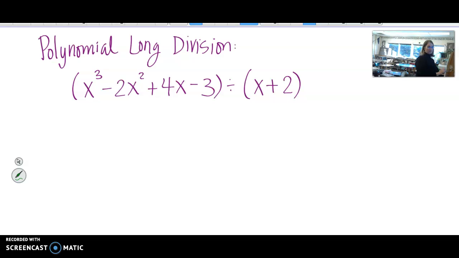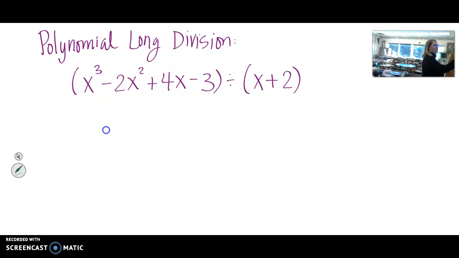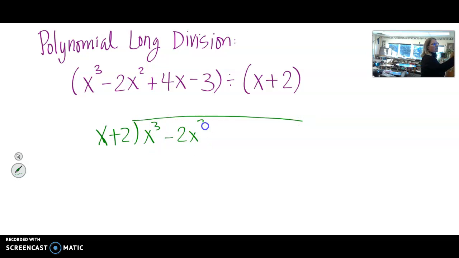and then do the problem with me. Okay, so we're dividing by x plus 2, so my divisor is going to be x plus 2. My dividend is x cubed minus 2x squared plus 4x minus 3.